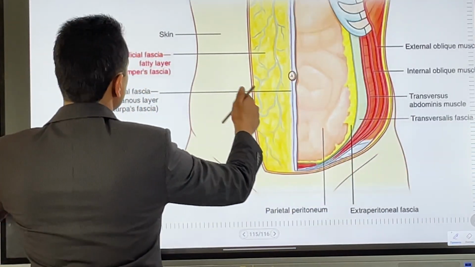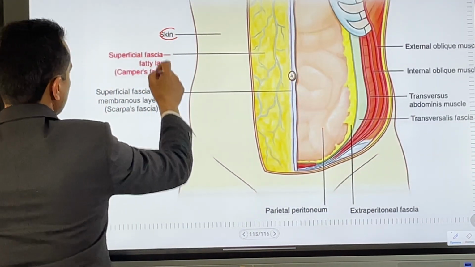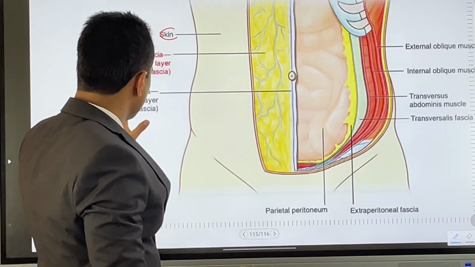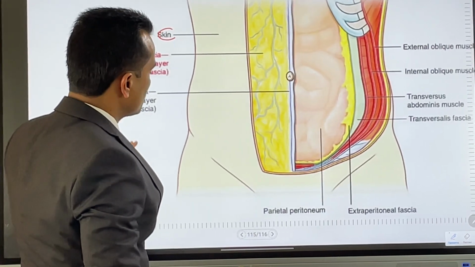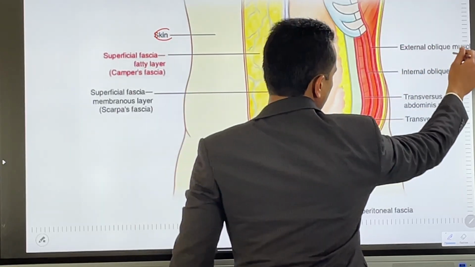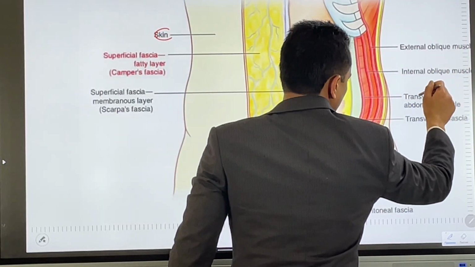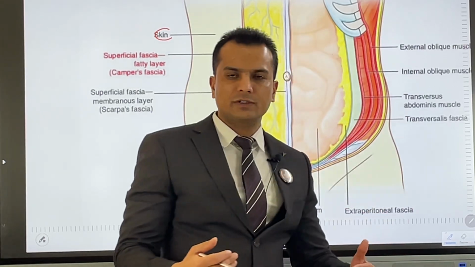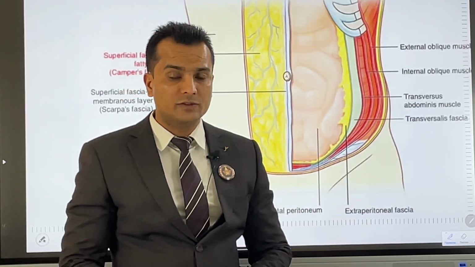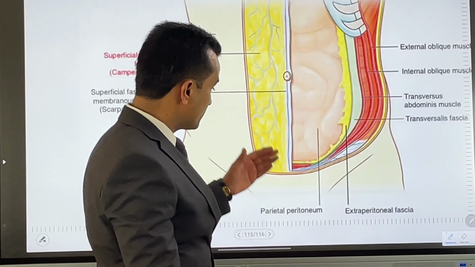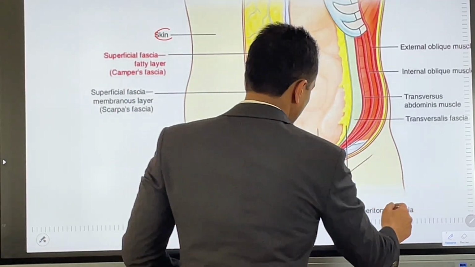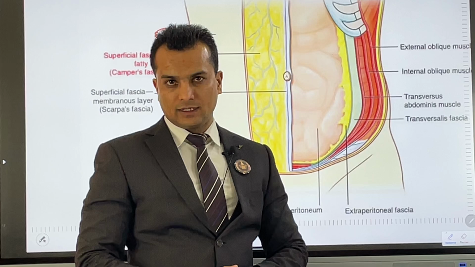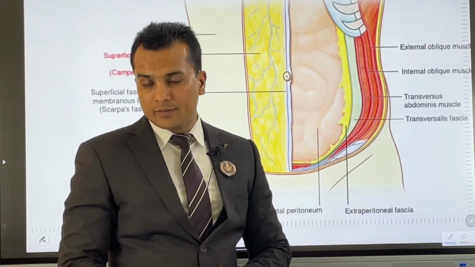So here you can see that the first layer is the skin. After the skin we have Camper's fascia, the superficial fatty layer. Then we have Scarpa fascia, and then the external oblique muscle, the internal oblique, and the transversus abdominis muscle. Behind the transversus abdominis muscle we have the transversalis fascia, and behind the transversalis fascia we have the extraperitoneal fascia, and the parietal peritoneum, and inside the peritoneum we have the abdominal organs.